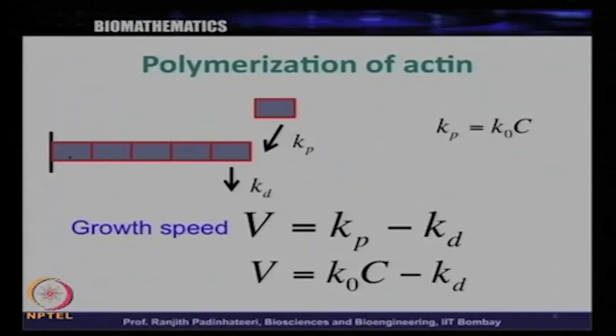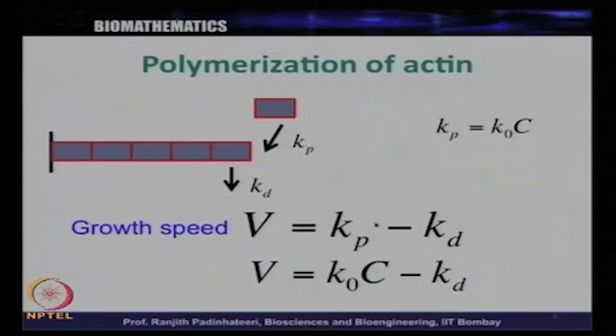Now, the question is what is the speed or velocity with which this filament will grow? What is the speed with which this filament will grow or shrink? The growth velocity or speed can be written as Kp minus Kd, the polymerization rate minus the depolymerization rate.